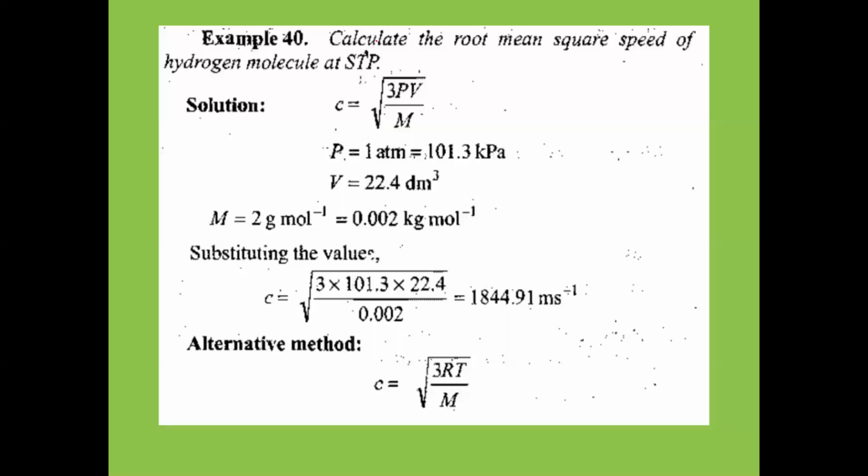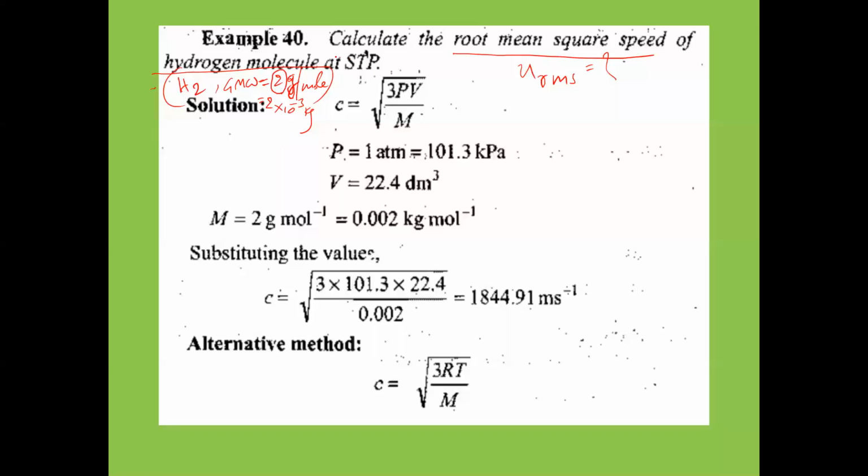Next, calculate the root mean square speed of hydrogen molecule at STP. So what is asked here? RMS velocity. For which molecule? Hydrogen. Hydrogen molecule means H or H2? H2. For H2, what is the gram molecular weight? 2 grams per mole. In these problems, 2 grams must be converted to kilograms because we have taken the MKS system. So 2 into 10 power minus 3 kilograms we have taken. Grams we should not take directly here. Kilograms we have to take, MKS unit.